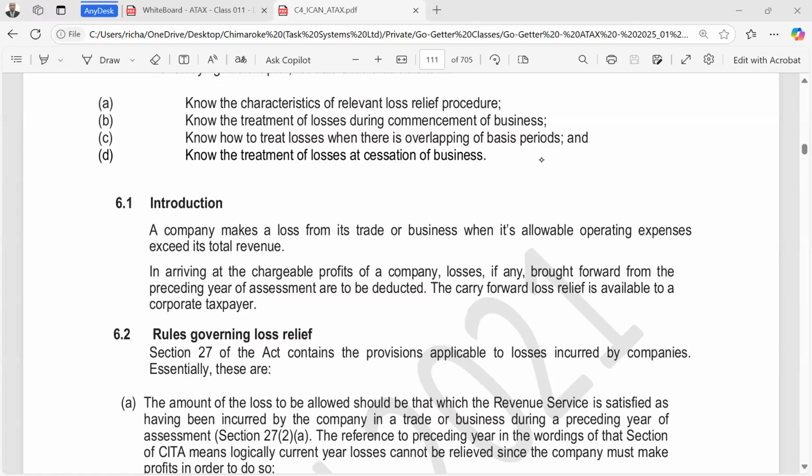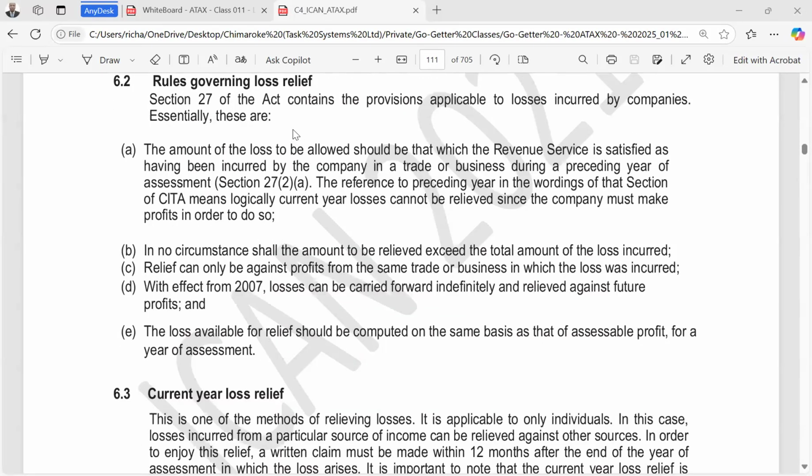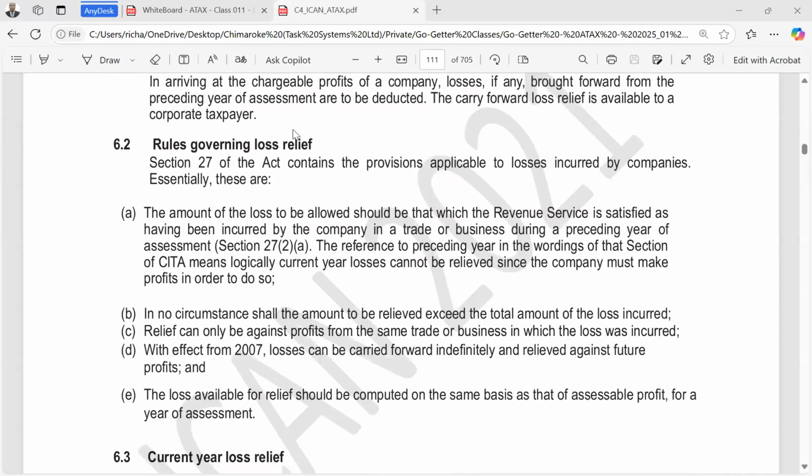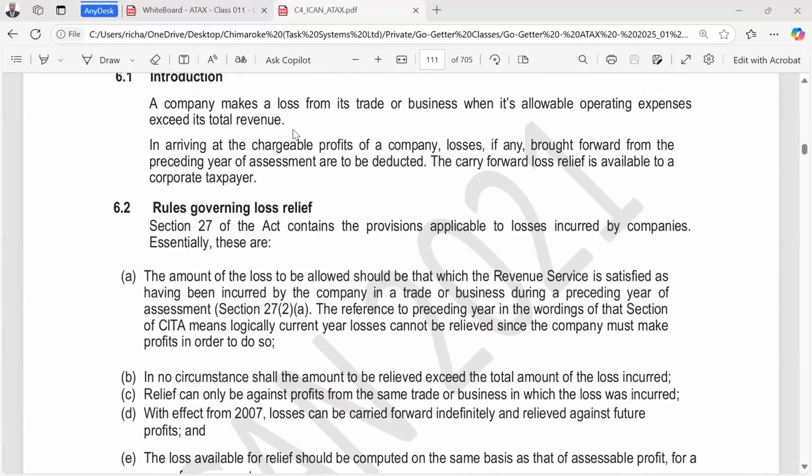Now, these carry forward losses are available to a corporate taxpayer. Who is a corporate taxpayer? It is the company. Now, we're going to be looking at the rules governing loss relief. There are about five or so rules here governing loss relief. We are going to look at these rules and we are going to play by the rules. Section 27 of the Company Income Tax Act contains provisions applicable to losses incurred by companies.